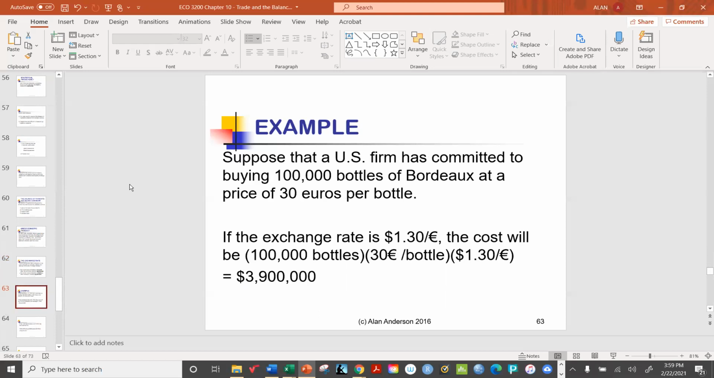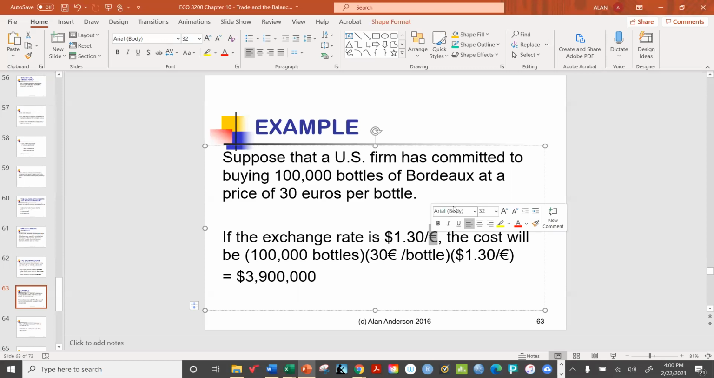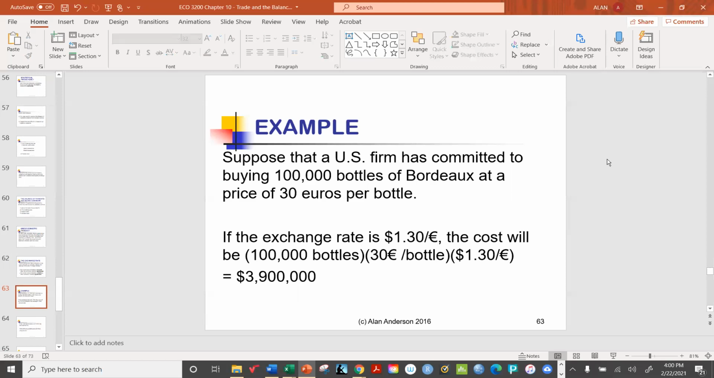Good example. Oh, I'm glad this is here. All right. So a U.S. firm has committed to buying 100,000 bottles of Bordeaux at a French price of 30 euros per bottle. Now, remember, it's an American company. We have to buy those euros in the foreign exchange markets. So let's say the current exchange rate is $1.30 per euro, which this is the symbol, the really cool symbol for the euro. How much will they cost us?